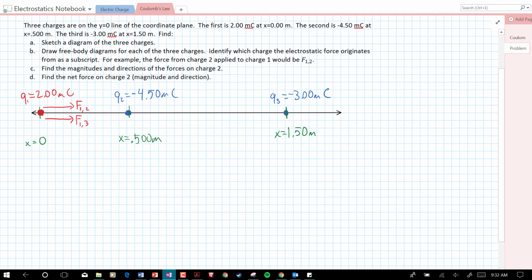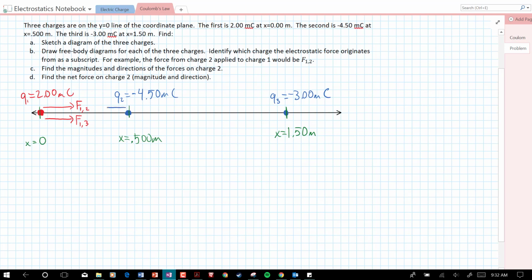And we don't know the sizes of those vector arrows, although actually the force on 1 from 3 is definitely going to be smaller than the force on 1 from 2 because it's a smaller charge and it's farther away. Let's look at the forces on Q2. Well, since it's a negative charge, it's going to feel an attractive force from Q1, the positive charge, and a repulsive force from the like charge, the negative charge Q3.